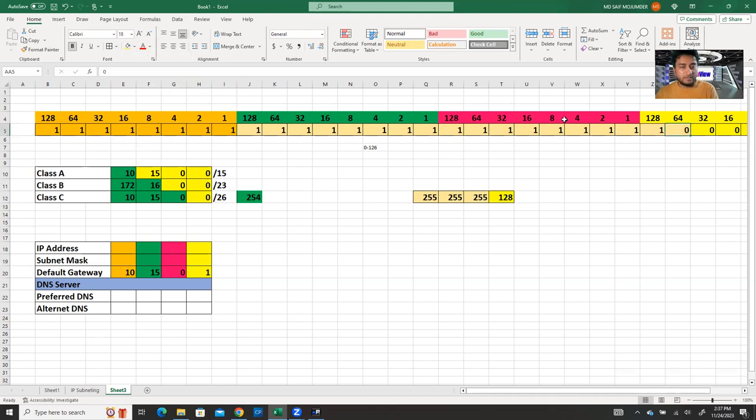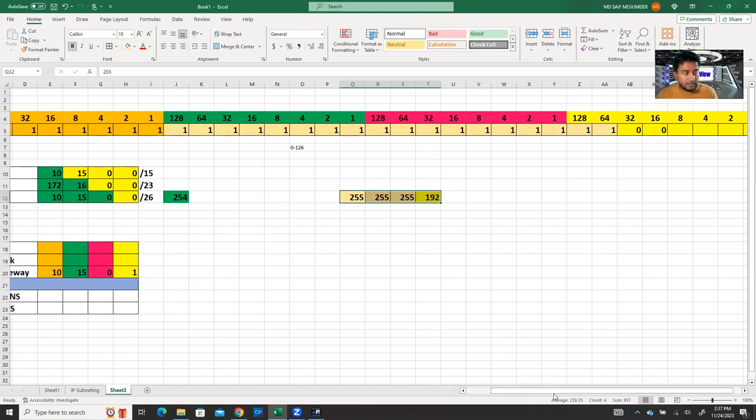You have to borrow one more bit, which is one. And then how many bits do you borrow from the 4th octet? 2 bits. So what is the 2-bit value you need to add? 128 plus 64, which is going to be 192. So it's going to be 192. If your network team gives you this, you can easily find it out based on the formula.